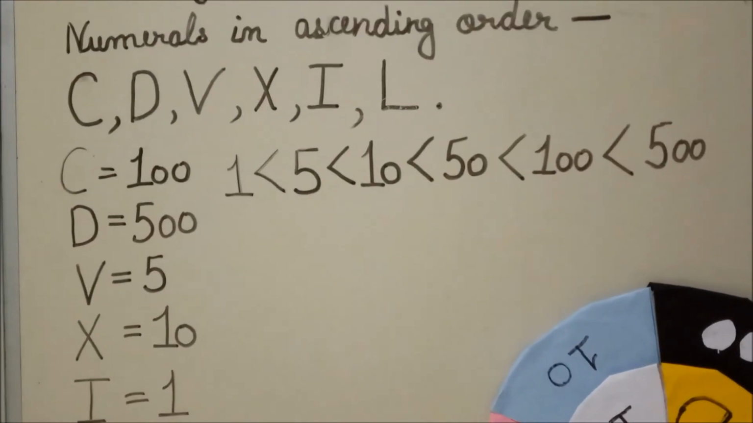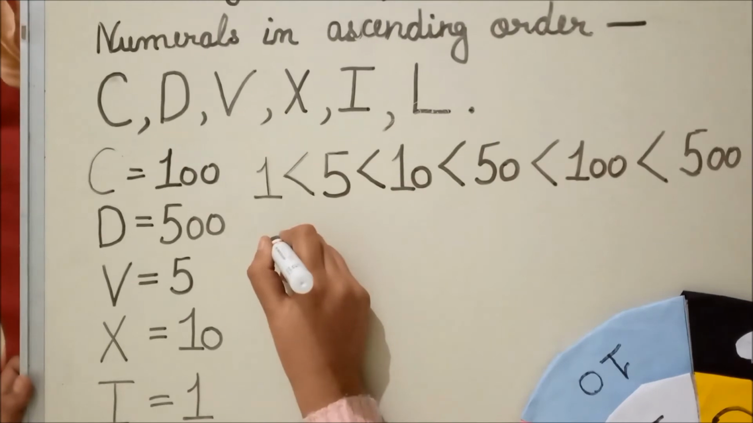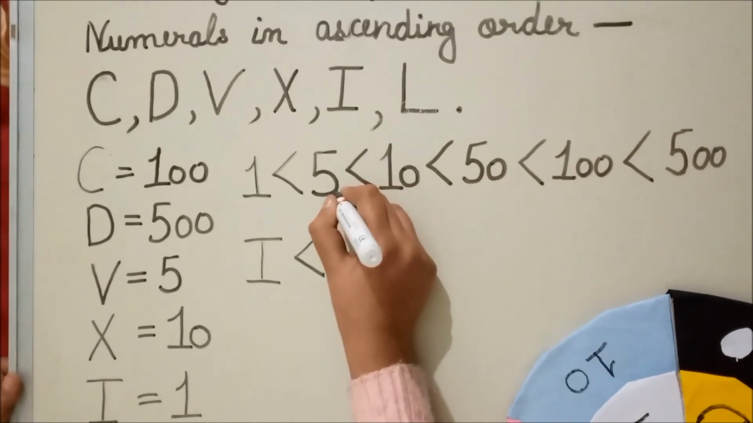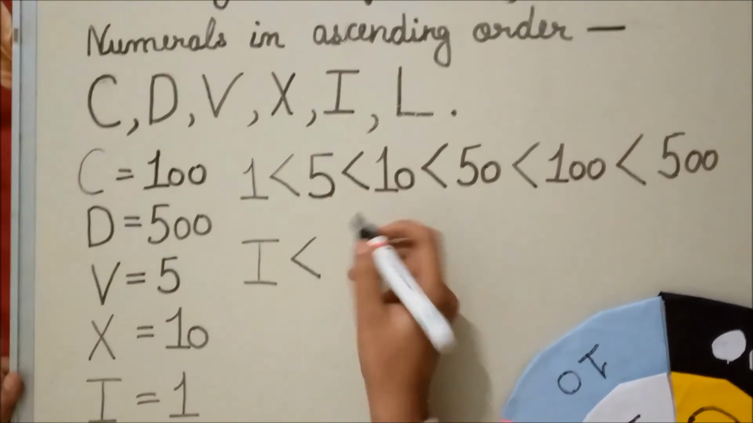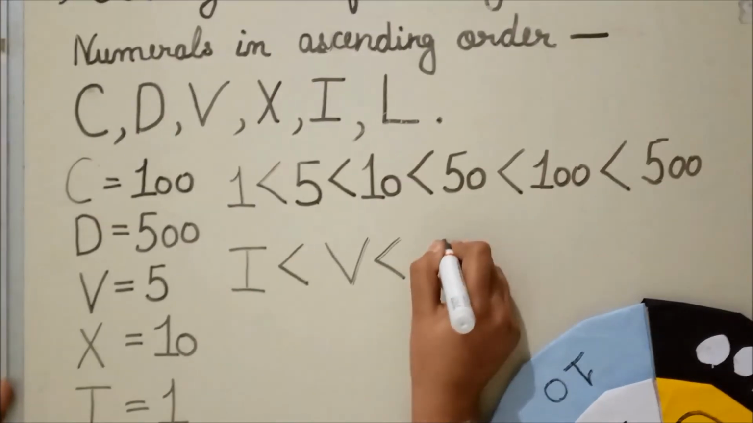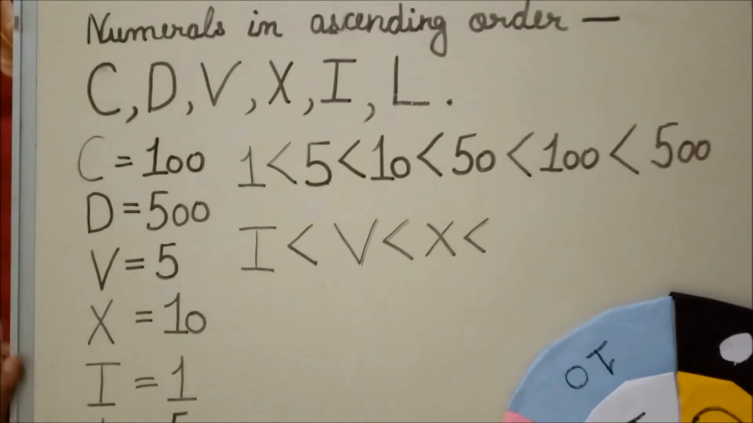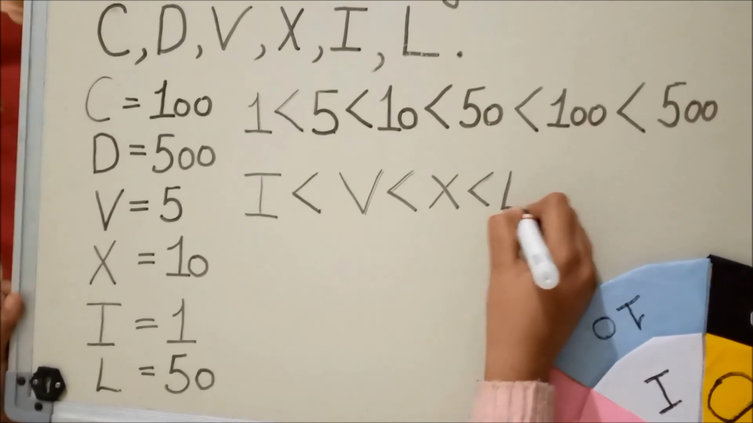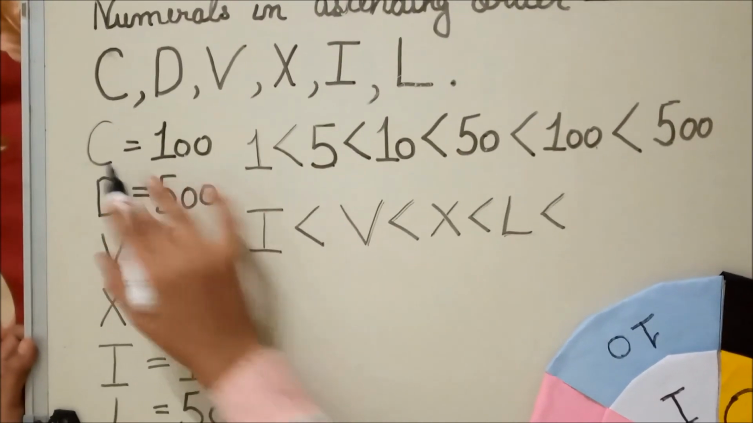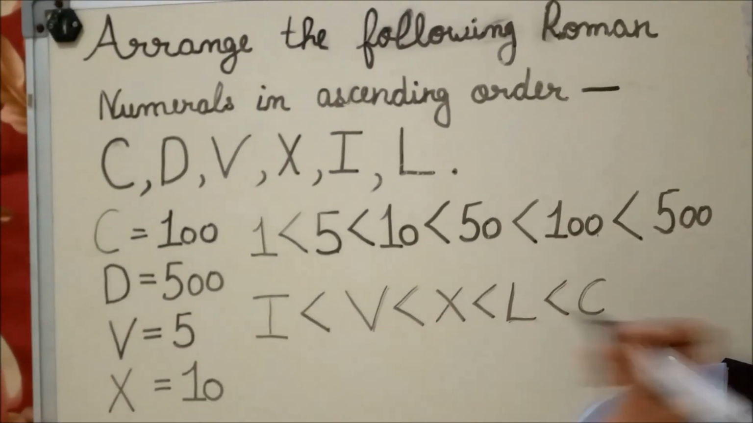Then we arrange Roman numbers in ascending order. First of all, 1. 1 indicates I. Then the smallest number is I. Next, 5. 5 indicates V. Next, 10. 10 indicates X. Next, 50. 50 indicates L. 100. 100 indicates C. 500. 500 indicates D.